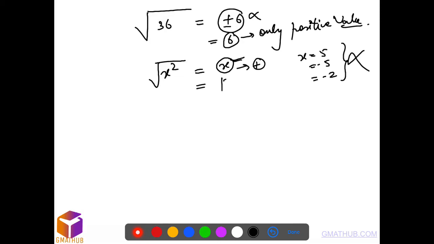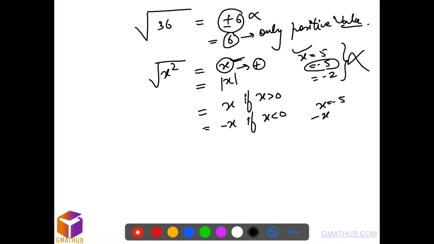How do we make sure of this? We need to make sure that the result is positive. So either we write the value is mod of x, or we write x if x is positive, let's say x is equal to 5, or minus x if x is negative, like this case. Because if x is minus 5, minus x will become 5. Minus x will become positive. So we need to make sure the result is positive. That's all we need to check. That's all we need to take care.